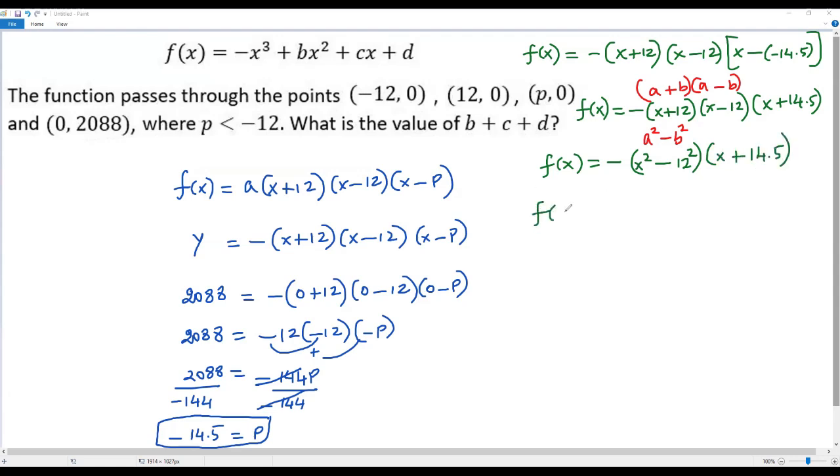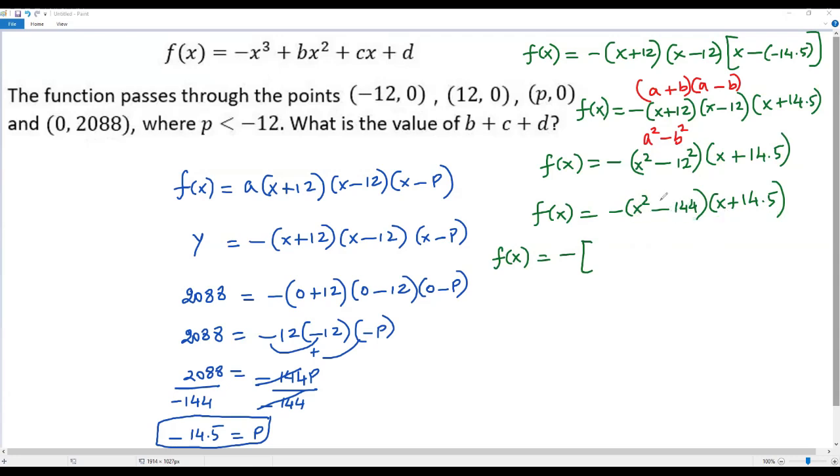Okay, let me continue. f of x equals negative of x square negative 12 square, and the evaluation of 12 square is 144, times x positive 14.5. Okay, now we have to multiply these two binomials. Okay, let me do it. So f of x equals, now I can keep this negative sign as it is. Now let's multiply these two binomials using the FOIL method.